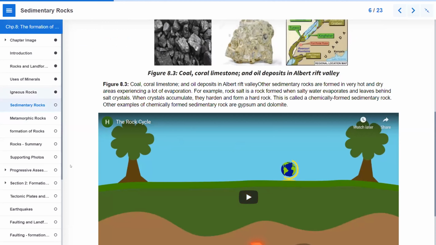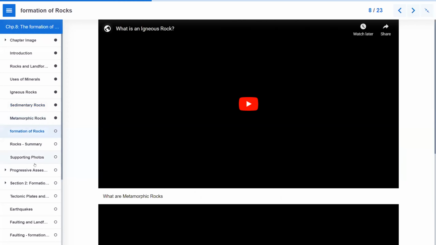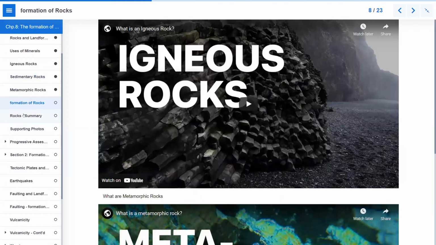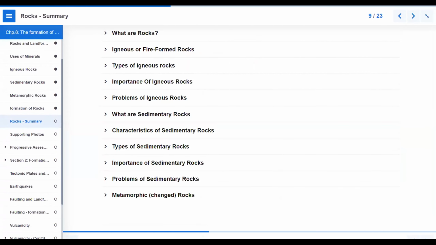And I'll indicate to you on the left-hand side, there is something that I've called progressive or support photos here. Rock summary, I want to introduce that. So you see metamorphic rocks. I click and move along. We are going to go through this quickly. Formation of the rocks, we are going to go through together. And then there is a rock summary. You see, rocks summary on the left-hand side. So having revised, having read, having enjoyed, where is the summary? The summary is here.